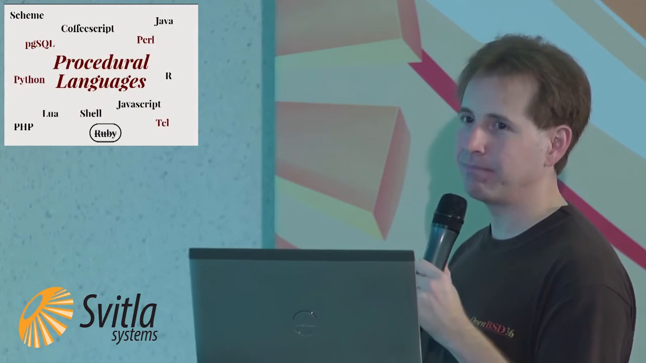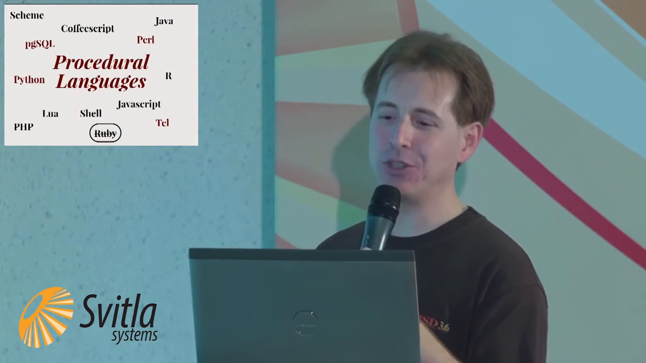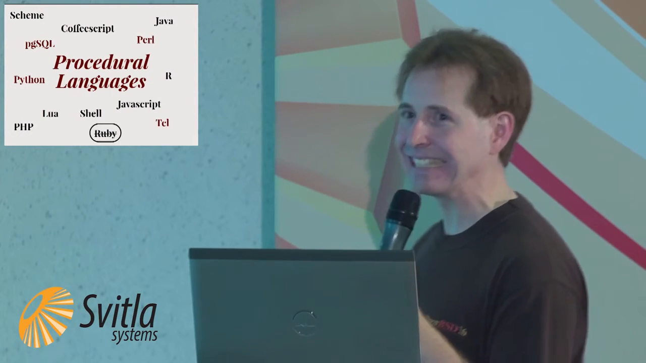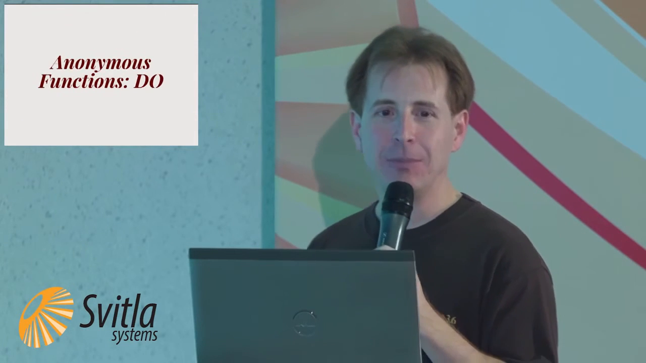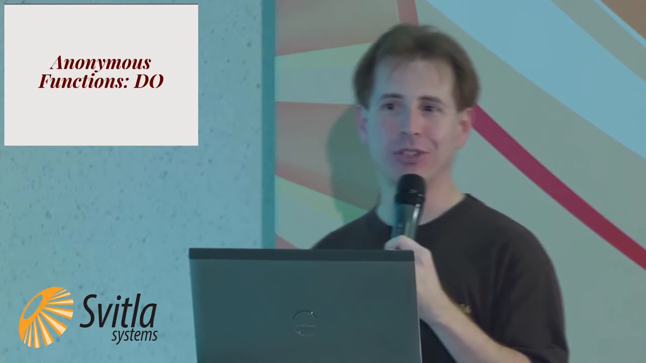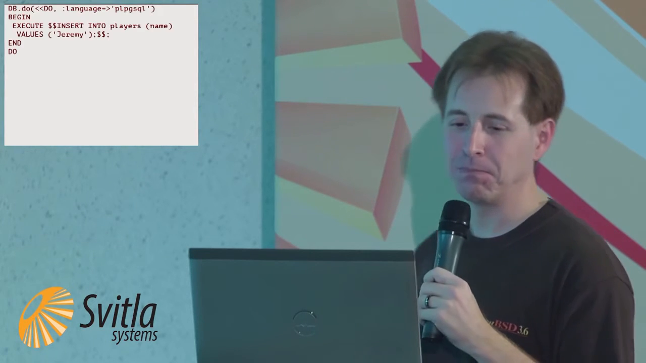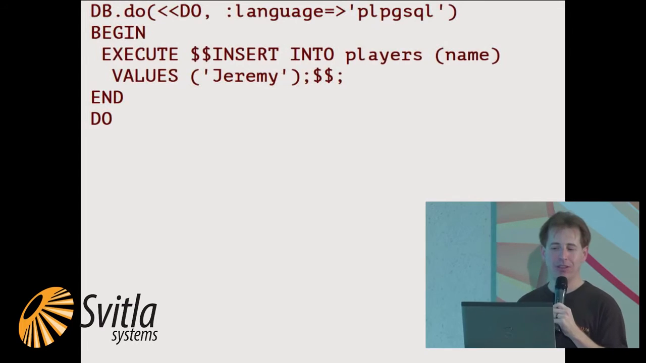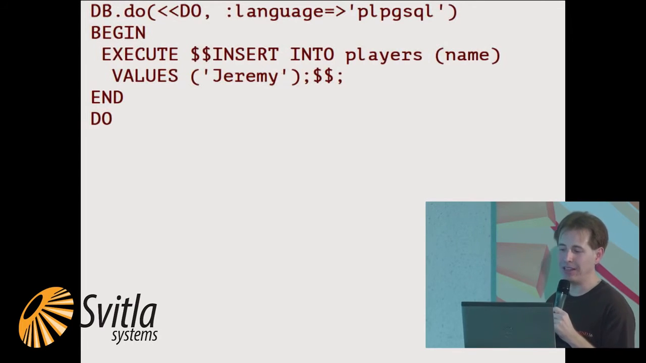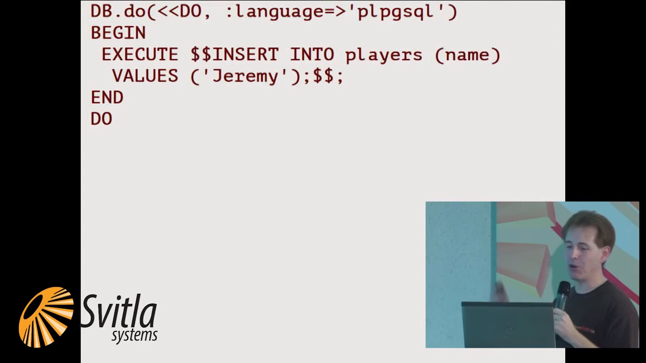Unfortunately, as you can see, I put a line through Ruby. While there is support for using Ruby as a procedural language, in my experience, it is not stable and should not be used. Another interesting feature is the ability to automatically execute anonymous functions at runtime in a procedural language without defining them separately, using a DO statement. So naturally, Sequel supports this using the do method. And here's an example that uses an anonymous function written in the PL/pgSQL procedural language. And it does this to insert a row.